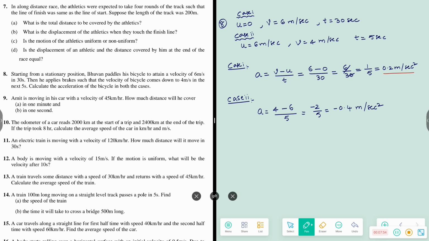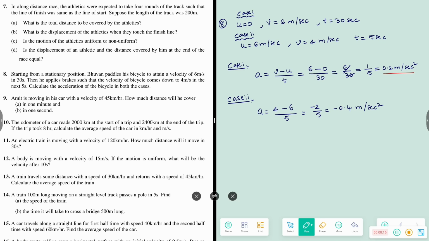In both the cases, we have to list what is initial velocity, what is final velocity, what is time. Then formula: acceleration is equal to final velocity minus initial velocity by time. So this negative acceleration is also called as retardation. Where speed decreases, retardation. Where speed increases, acceleration. So question number 8 is done.